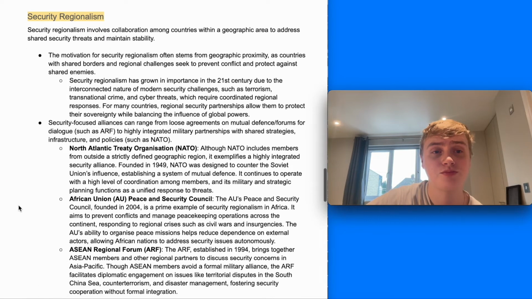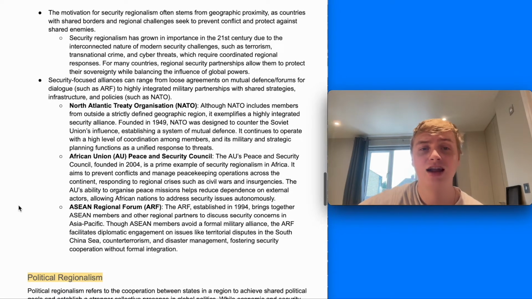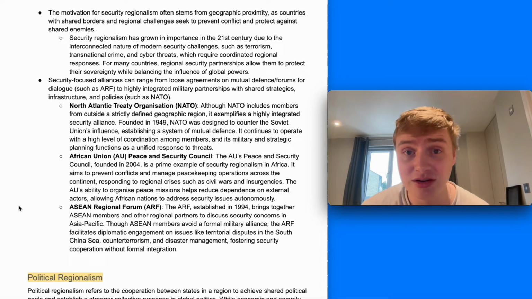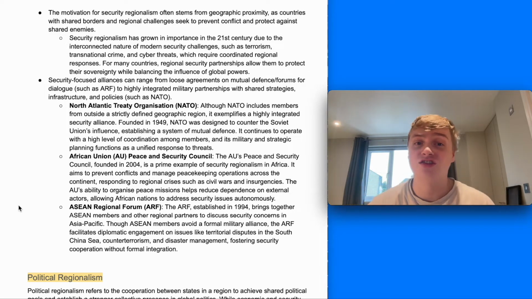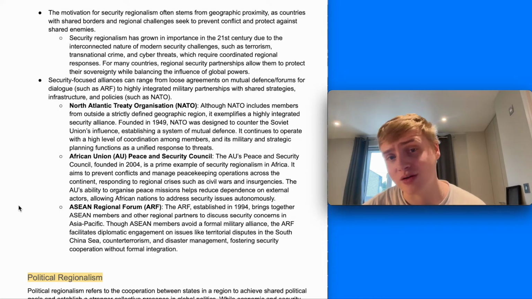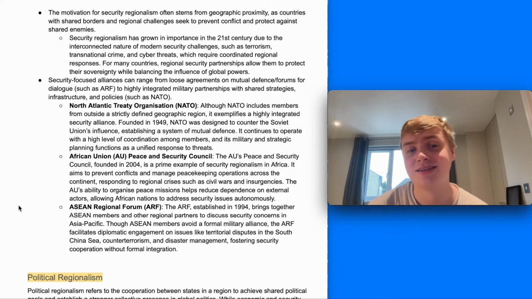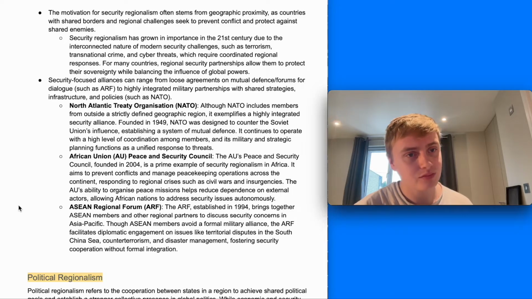Security regionalism involves collaboration to address shared security concerns and maintain stability. And its motivation often stems from geographic proximity to other countries, where they seek to prevent conflict and protect against shared enemies, particularly in their region. It's grown in importance in the 21st century due to the interconnected nature of modern security challenges, such as terrorism, transnational crime, and cyber threats, which can very quickly move across borders in a way that security challenges potentially didn't previously. And security partnerships allow them to protect their sovereignty whilst balancing the influence of global powers.